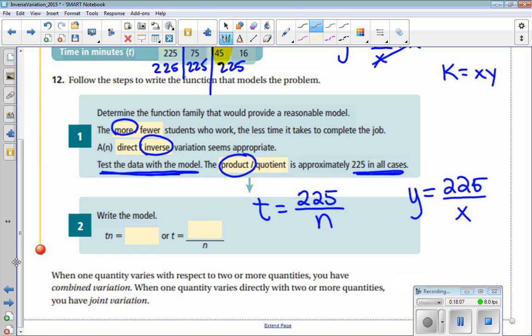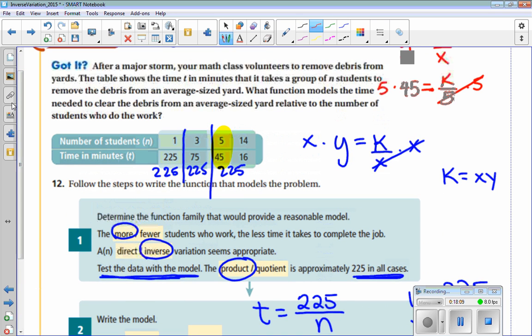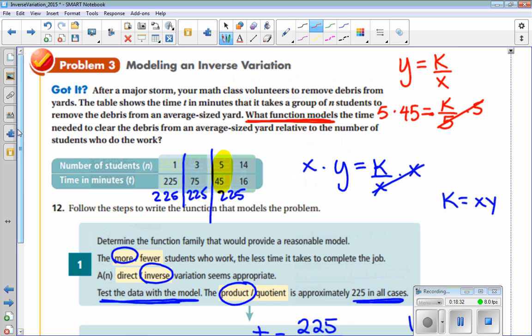So we wrote the model, the equation. It just says what function models. All we wanted was the model. Do we get the model yet? Question first. Because I multiplied 225 times 1, 75 times 3. Okay, I know that's what is confusing. y equals k divided by x is the model, right? But in order to figure out k, what did I have to do? I had to multiply both sides. That's why it was the product.